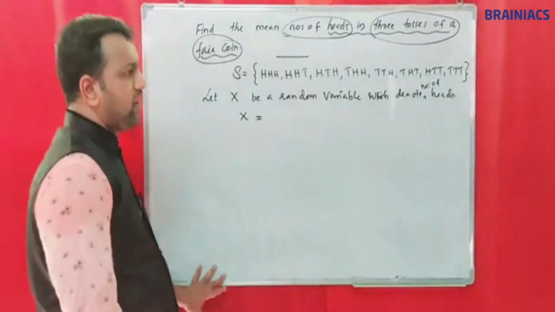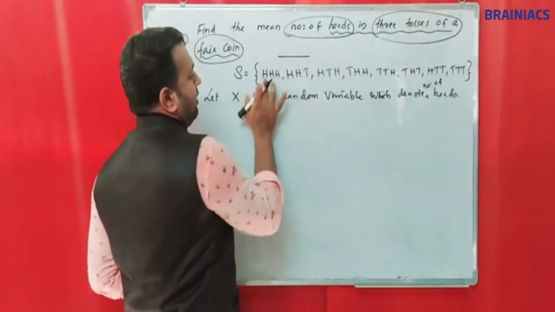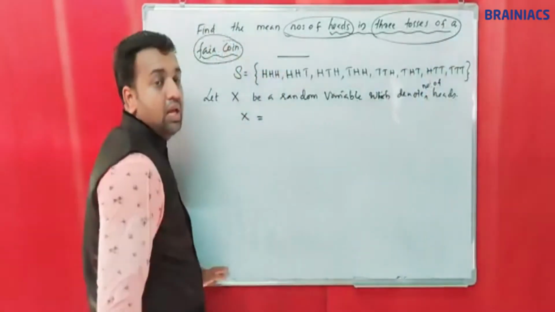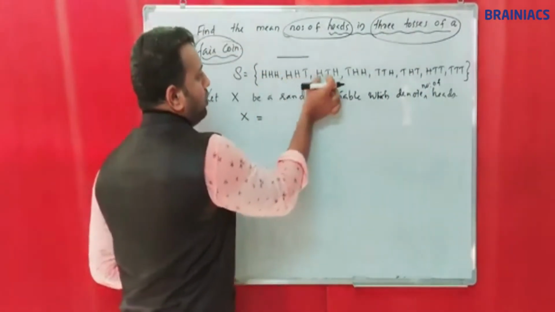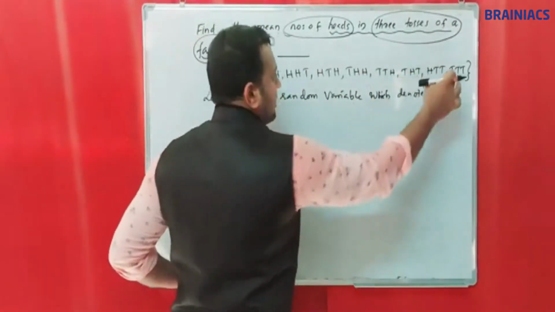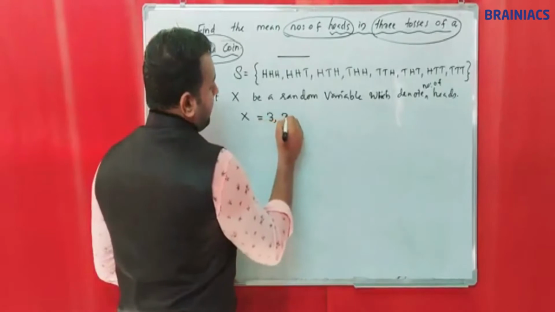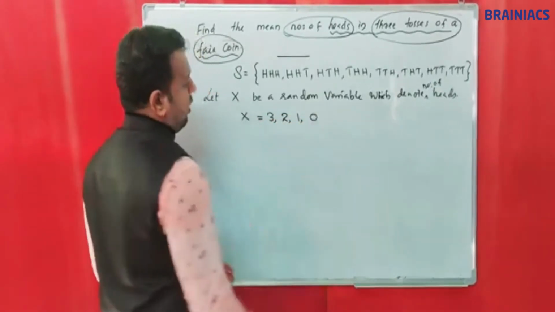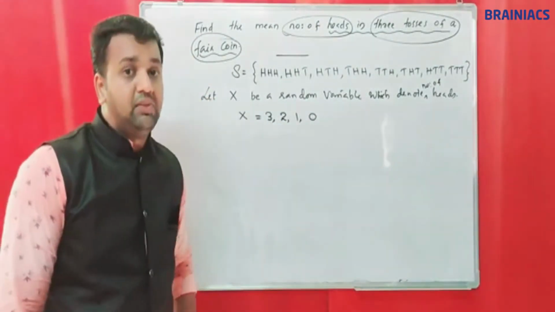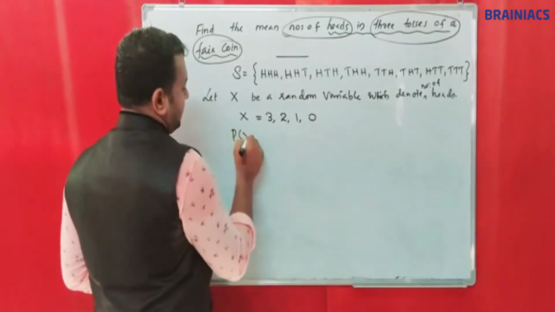Here in the sample space we can see that the number of heads is 3, 2, 1 and 0. 3 heads, 2 heads in 3 cases, 1 head in 3 cases, and no head means 0. So 0, 1, 2, 3 are the possible values which can be accepted by the random variable X.